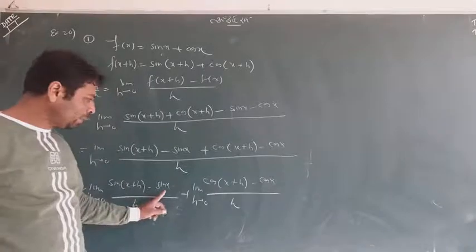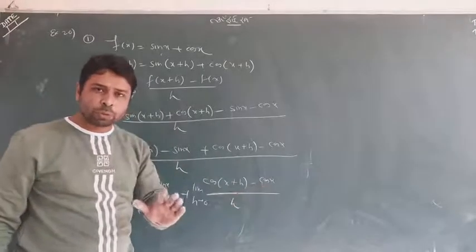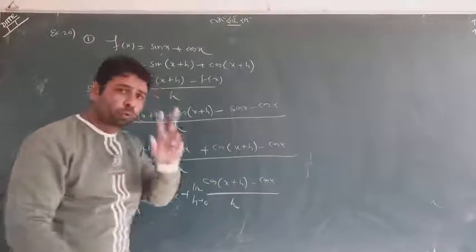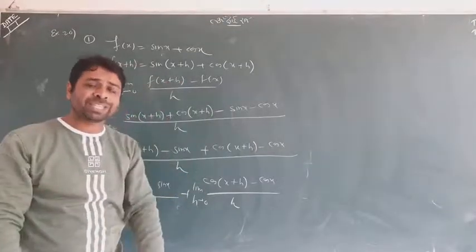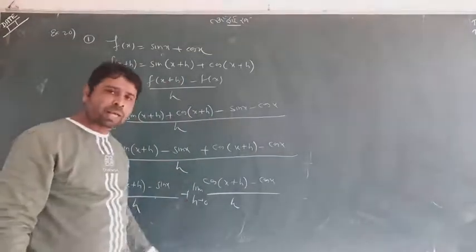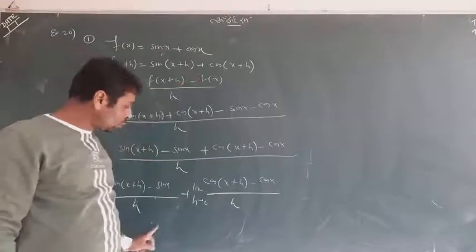Sin c minus sin d will be used, cos c minus cos d will be used. Same question you need to copy. Two questions are coming together. You have to copy them as they are. Between them you have a plus sign. The last answer will be cos x minus sin x. Cos x minus sin x.